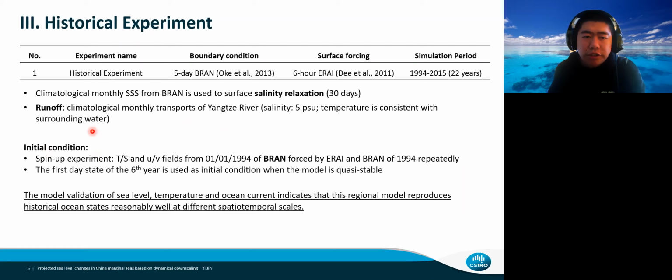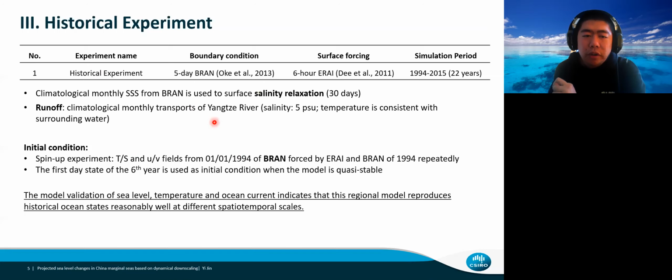The initial condition is based on a spin-up experiment in which the T, S, U, V fields from the first day in 1994 of BRAN are forced by ERA-Interim and BRAN of 1994 repeatedly. When the model is quasi-stable, the first day state of the 6th year is used as the initial condition.